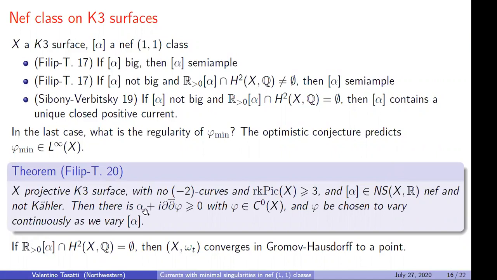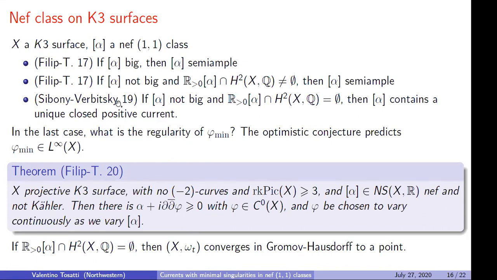Then there is a phi which is continuous on X, so better than bounded, such that alpha plus dd^c phi is semi-positive. So in particular, the optimistic conjecture holds for these classes because phi min is in fact continuous. And even better, you can choose phi to vary continuously. As you change alpha on the boundary of the ample cone, the corresponding phis can be chosen to vary continuously in the uniform topology. So you have a canonical continuous family of representatives of closed positive currents for all these boundary classes under these assumptions.